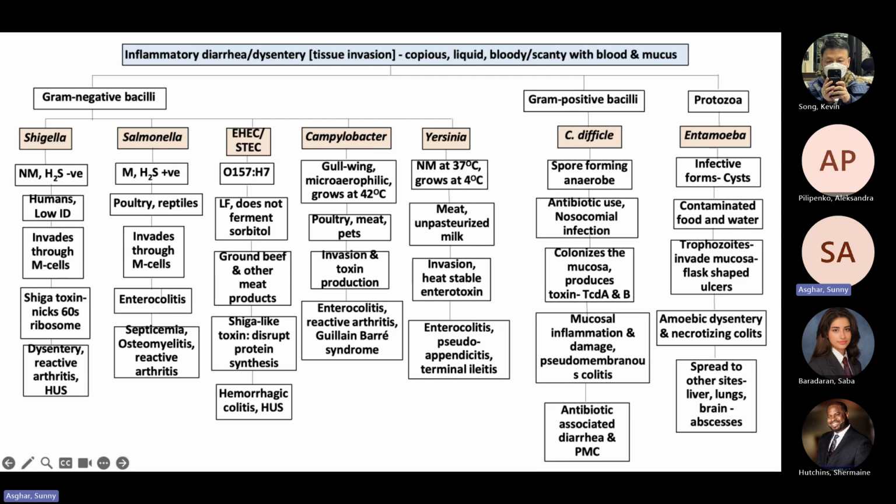You guys have to, I don't know if you guys can see my cursor. Hold on, one second.